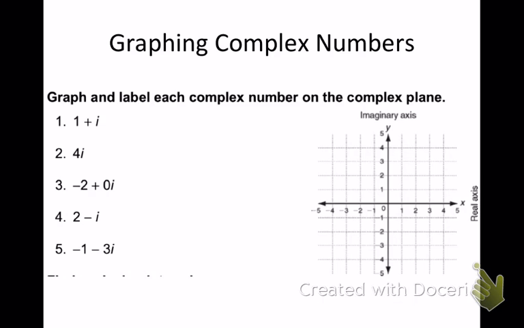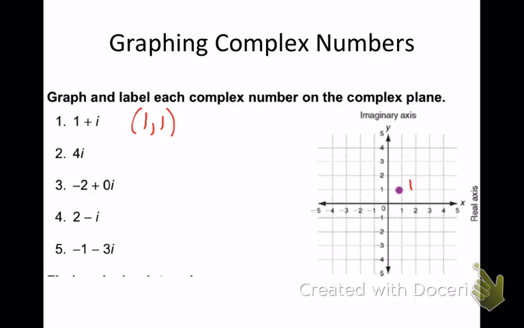So let's take a couple seconds to work these out. I'm going to graph and label each complex number on the complex plane. Number 1, I have 1 plus i. What would 1 plus i be the coordinate similar to? It's like 1, 1, right? So there's number 1 right there. 1 plus i is just like saying 1, 1.